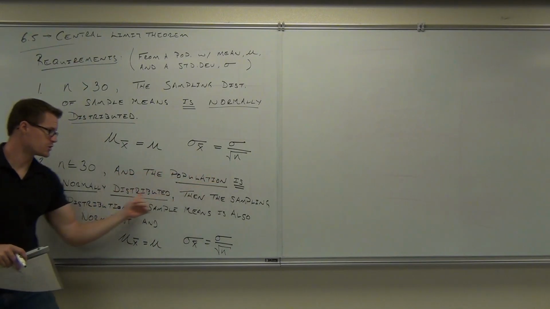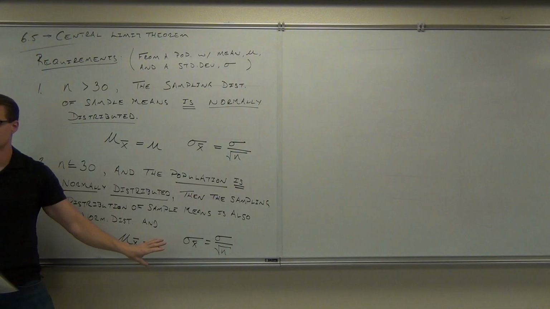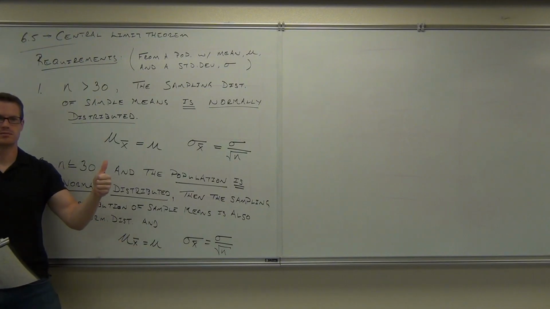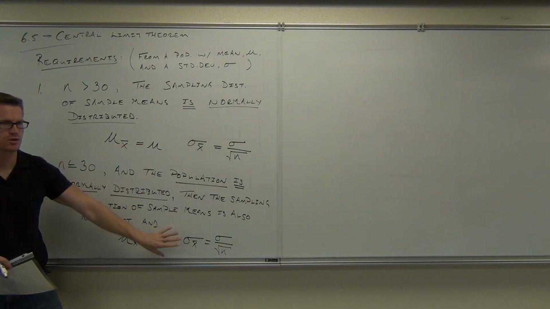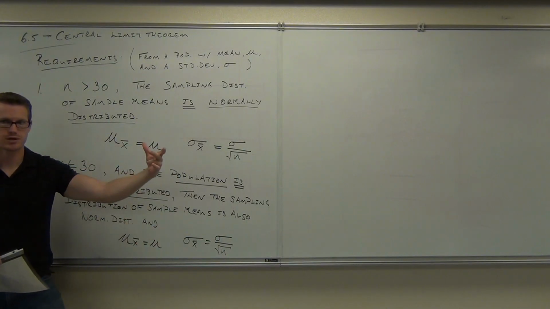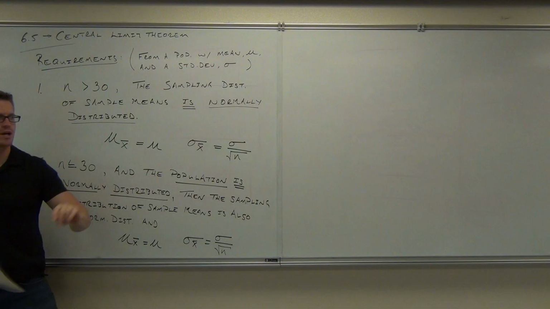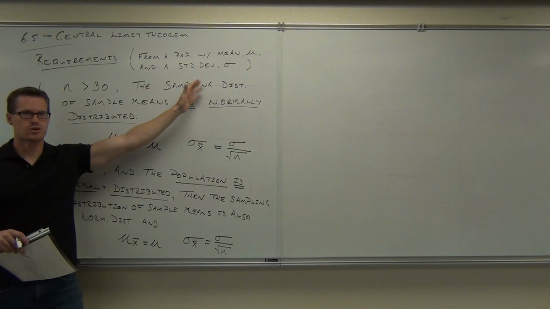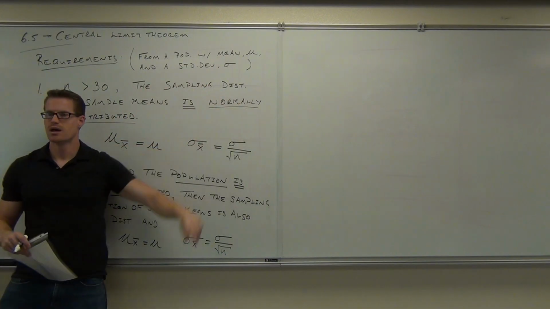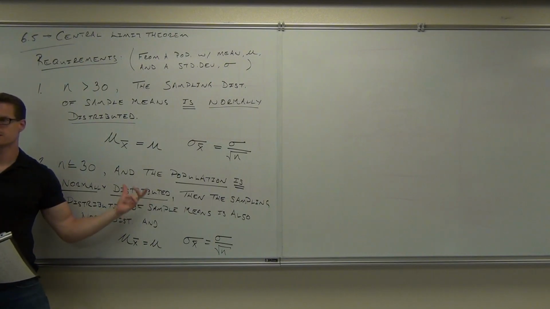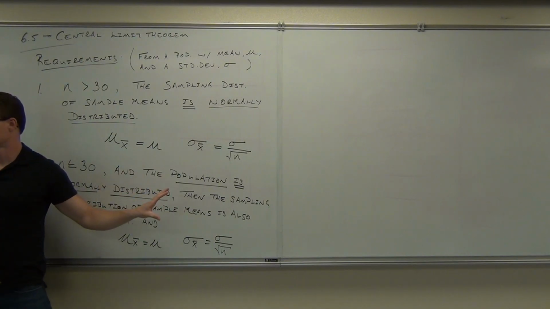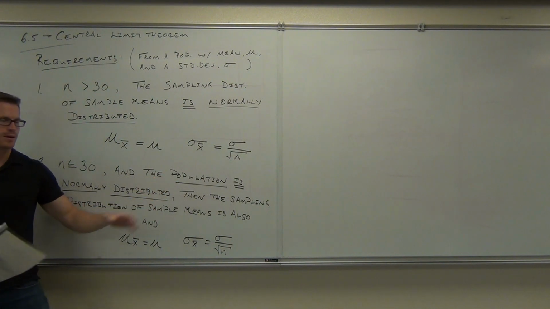If it says population is normally distributed, can you do this stuff? Yes. No problem. Then everything works. Same exact stuff. Nothing's going to change here, whether you have a sample size bigger than 30 or less than 30. The difference is, if it's bigger than 30, everything works no matter what the population looks like. If it's less than or equal to 30, it does matter what the population looks like. It's got to be normally distributed for this stuff to work. Are you okay with that?